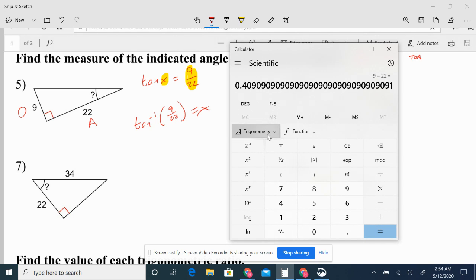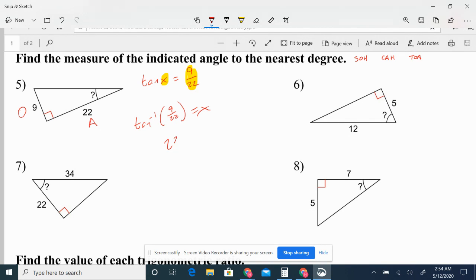And then I'm going to go to my trig functions. I have to press second, then tangent inverse, and it tells me 22.2. Since I'm going to the nearest degree, that means the nearest whole number. 22.2, I'm going to abbreviate that as 22. So my angle is 22 degrees. Now you can just write x equals 22, but when you type it, I'm just looking for the number 22. So you don't have to type x equals 22. It's just 22.